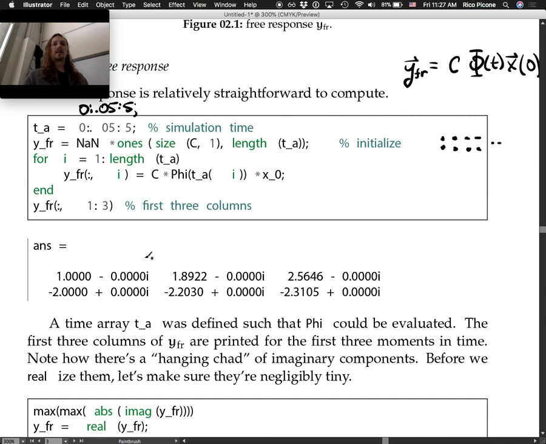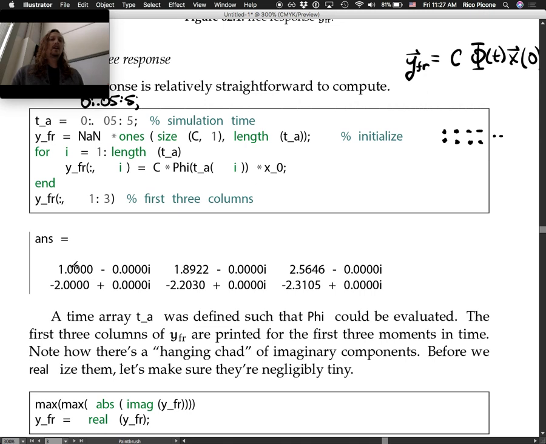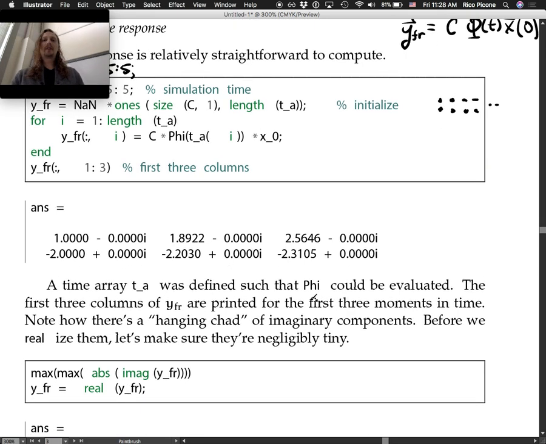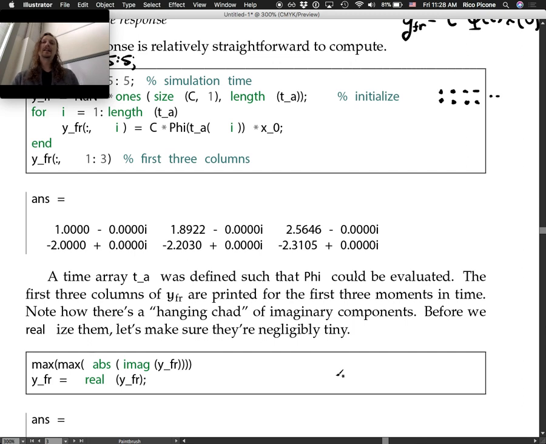So I'm seeing numbers come out here that are, first off, a 2 by 3 that we printed. And as I would expect, these are coming out real, right? The imaginary part looks to be 0, which is good because we expect our solution to end up being real. Even though we're using complex numbers in the intermediate steps, the values at the end should be real. So a time array TA was defined such that phi could be evaluated. The first 3 columns are printed. Note that there's a hanging chad of imaginary components.